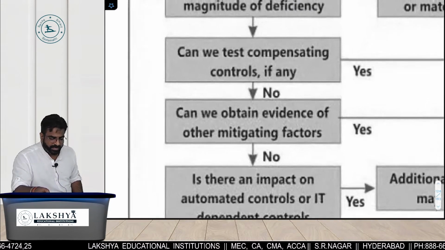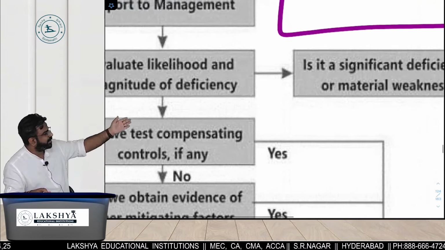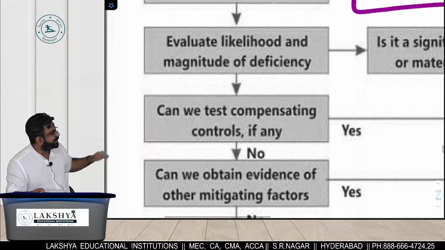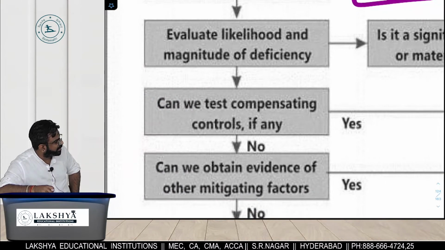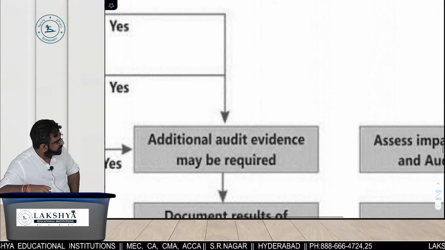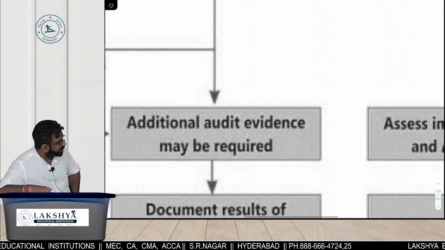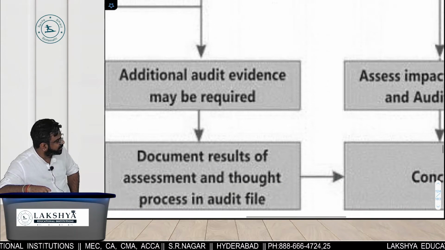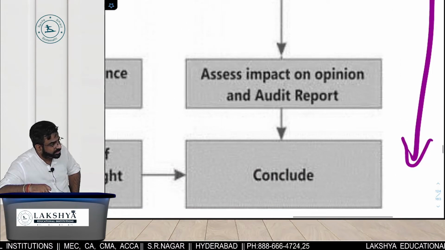Now, what is the next one on the other side? Now leave the significant वाला point. What is the next one? Can we test compensating controls? If yes, तो नीचे आ जाओ. Additional evidence may be required. Additional evidence है तो documented, document है तो conclude.